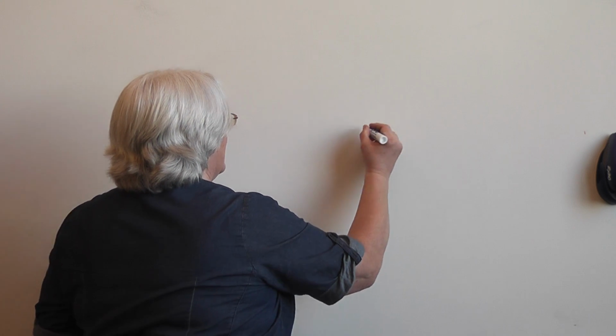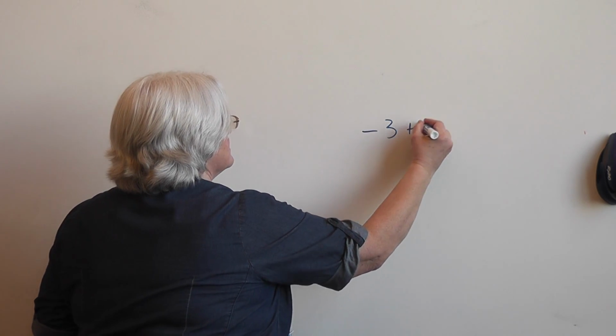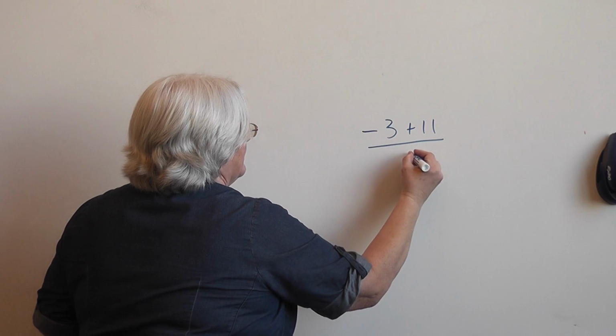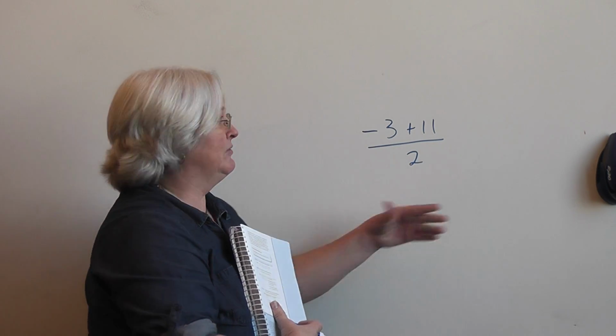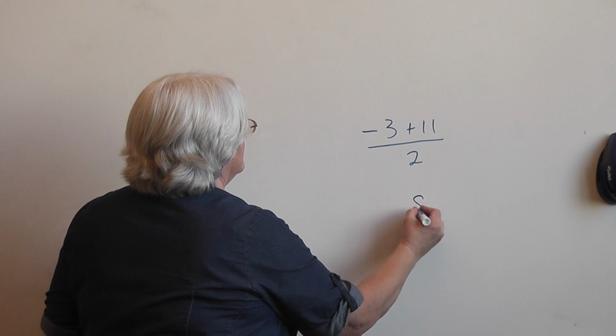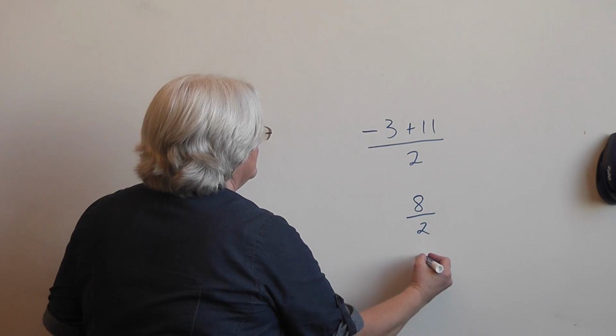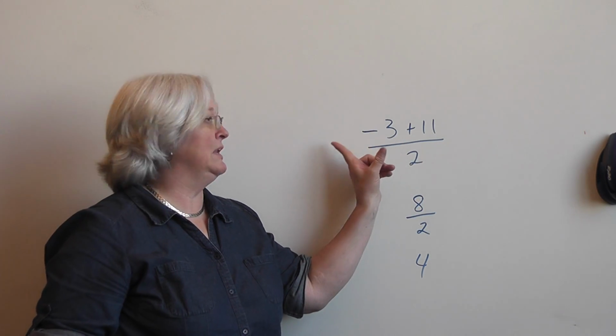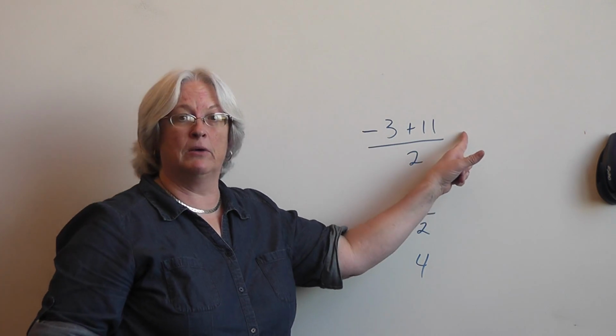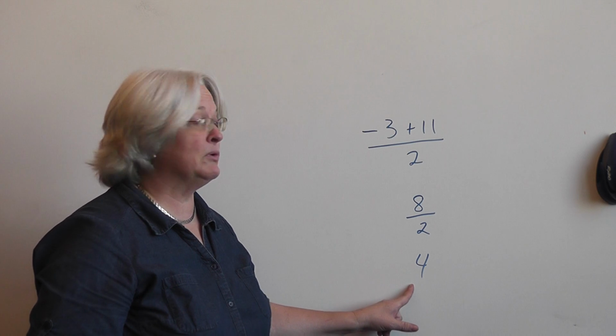If we want to find the midpoint between negative 3 and 11 on the number line, you add the 2 points and then you divide them by 2. Negative 3 plus 11 is 8. 8 divided by 2 is 4. So the midpoint between negative 3 and 11 on the number line is going to be the point positive 4.